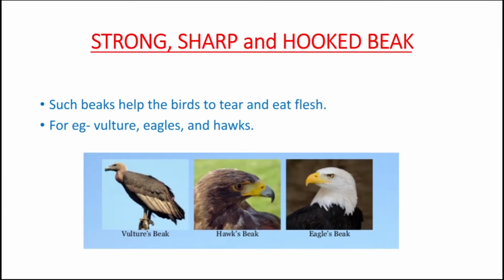Next type of beak is strong, sharp and hooked beak. Such beaks help the birds to tear and eat flesh. For example, vulture, eagles and hawks.